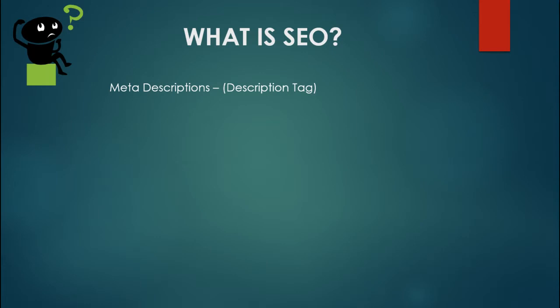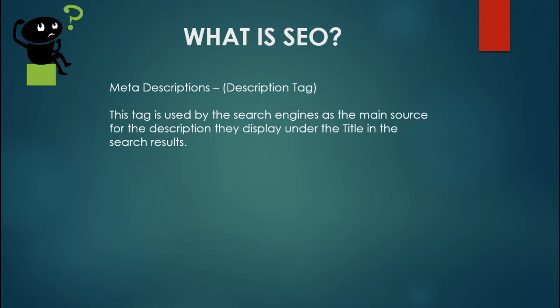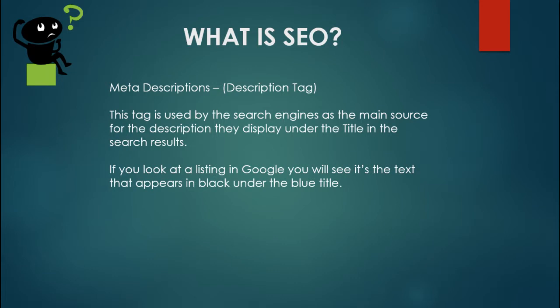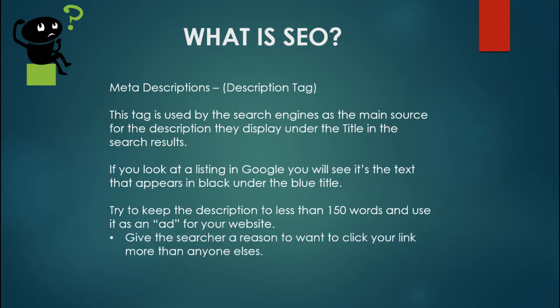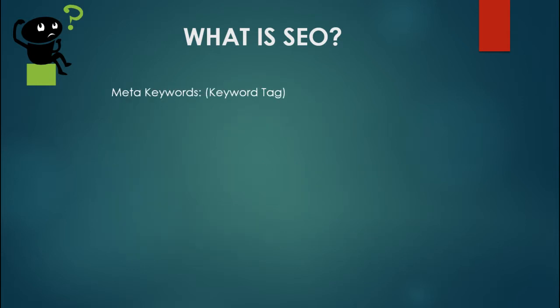Meta descriptions in the industry are also referred to as the description tag. This tag is used by the search engines as the main source for the description they display under the title in the search results. If you look at a listing in Google, you will see it's the text that appears in black under the blue title. Try to keep the description to less than 150 words and use it as an ad for your website. Give the searcher a reason to want to click your link more than anyone else's.